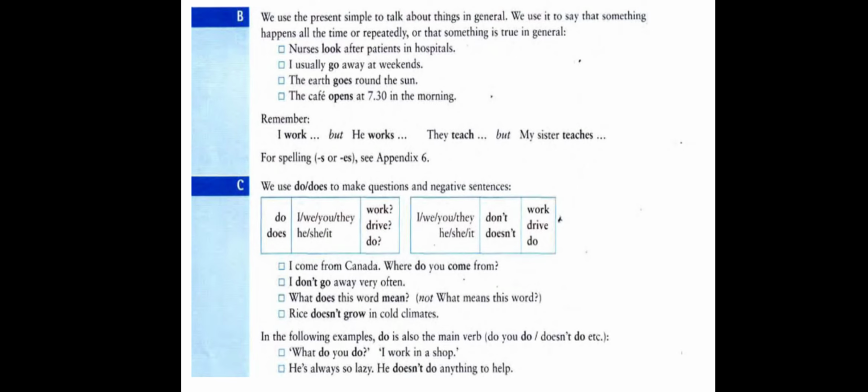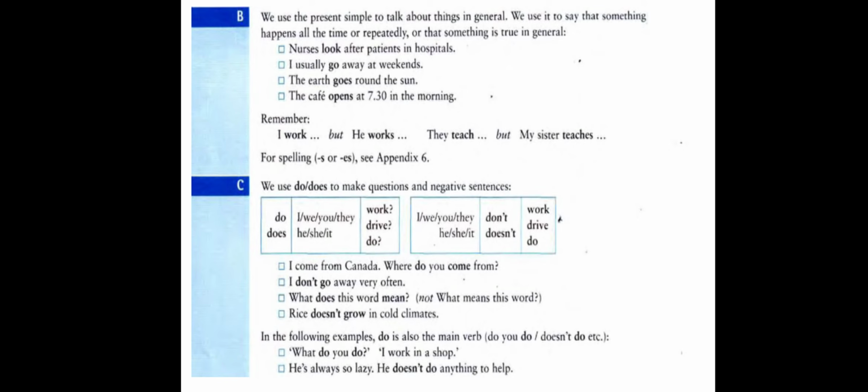We must use here the verb to do. We must use the helping verb do or does. We don't write the question directly, "What means this word?" We don't write the question directly without adding the helping verb do or does.